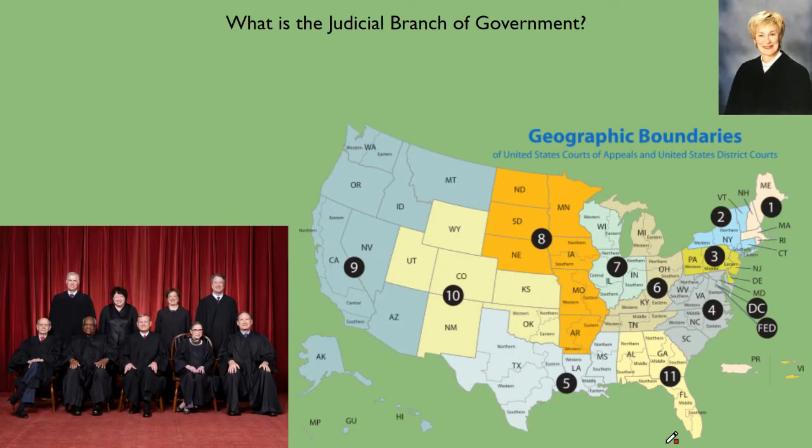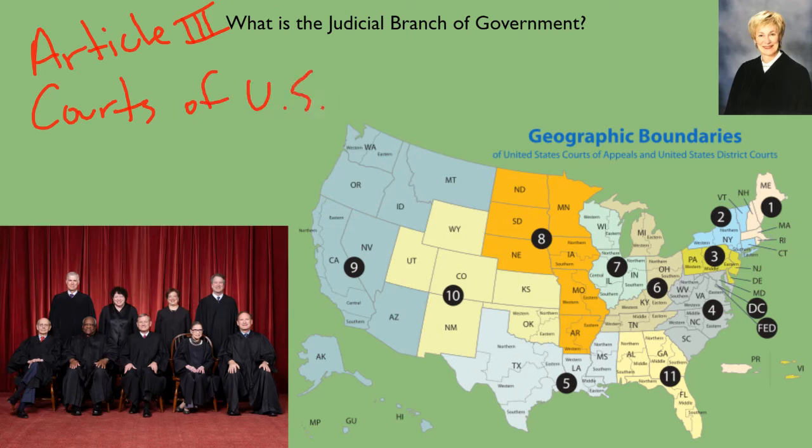What is the judicial branch of government? First of all, the judicial branch of government is set up in Article 3 of the Constitution. The judicial branch is basically the court system, the courts of the United States, also called the federal courts. I'm going to put that in parentheses because if you ever listen to the news or hear people talk about the court system, they'll distinguish between federal courts versus state courts.